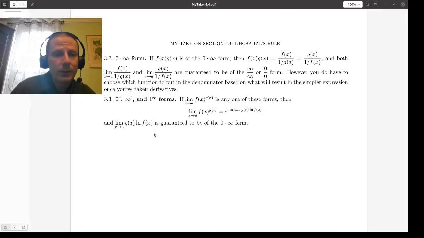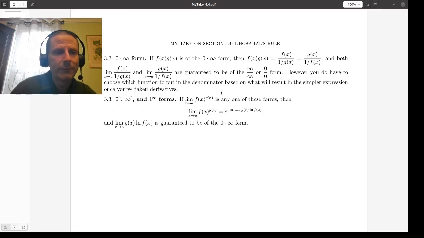And finally, when you have a 0 to the 0 or infinity to the 0 or a 1 to the infinity form, you do this trick where the limit as x goes to a of f to the g is going to equal e to the limit as x goes to a of g of x times natural log of f of x. The way you see that is you replace f of x to the g of x with e to the natural log of f of x, to the g of x. The g of x comes in front of the natural log, and then the limit moves into the exponent because e to the x is a continuous function.